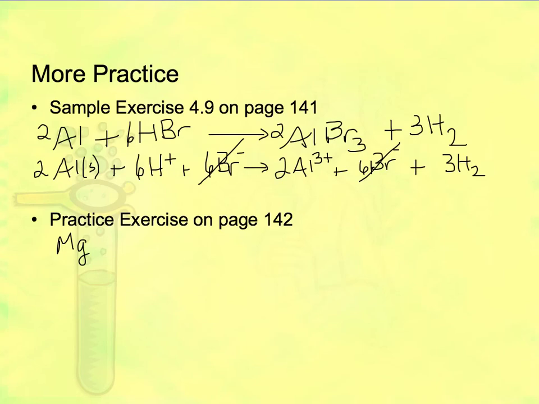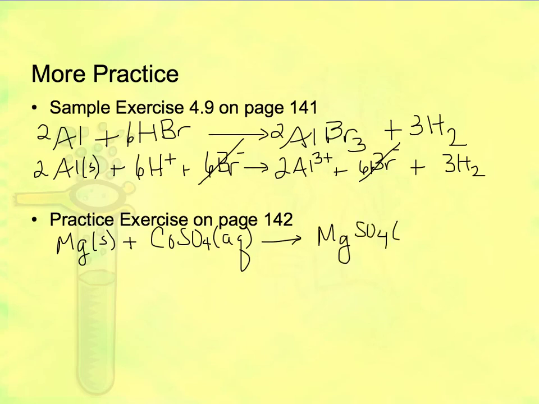Mg solid plus cobalt sulfate, CoSO4, aqueous. And you might say, well, what kind of reaction is that? Yes, you're right. It's another single replacement reaction. So we need to know, does the magnesium replace the cobalt? And we would determine that, yeah, magnesium is more active than cobalt. This does occur, so you're going to end up with MgSO4 aqueous plus the replaced cobalt, which is a solid.